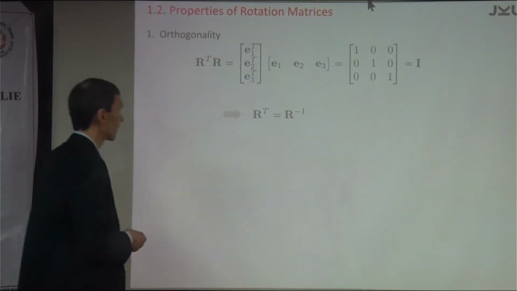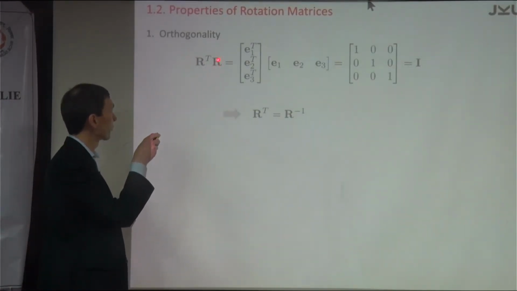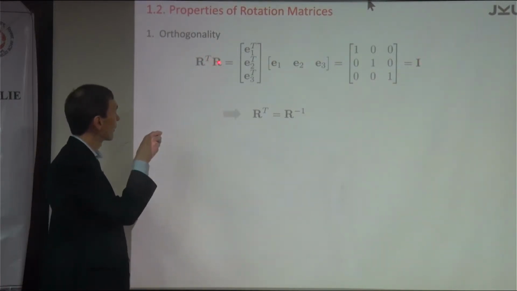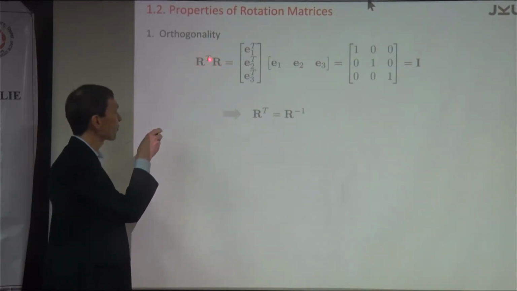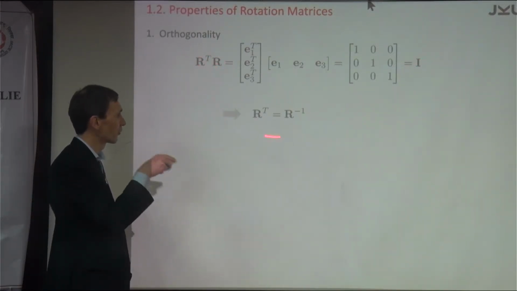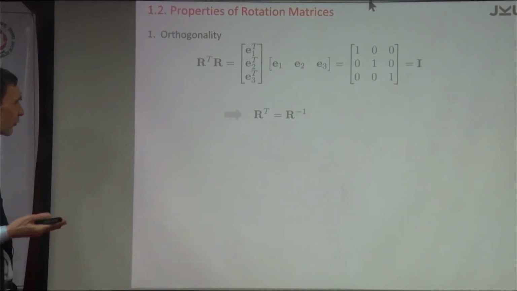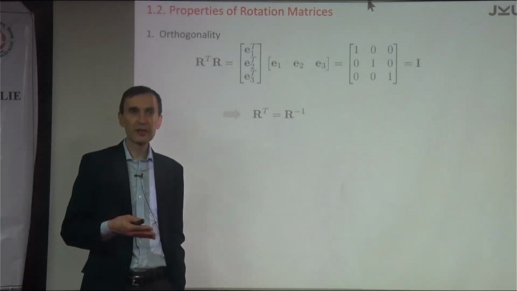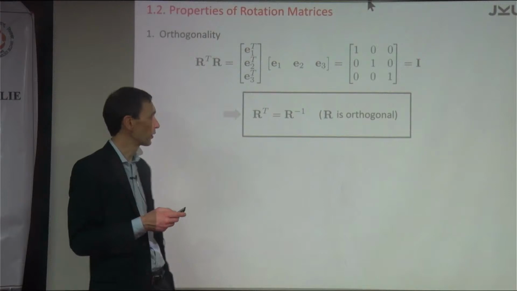In other terms, we have this equation, and you can multiply it from the right with the inverse of R. Then you get that R transpose is equal to R inverse. Essentially, this is the basic notion of orthogonality. So this is an orthogonal matrix, which means that the transpose is equal to the inverse. This is quite handy, a quite helpful relation.